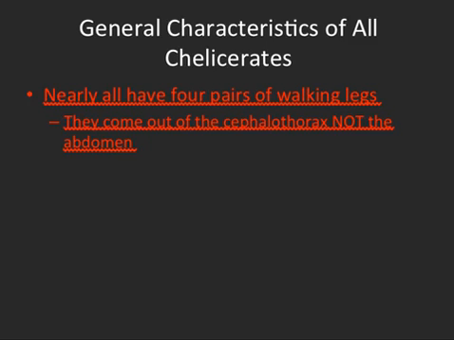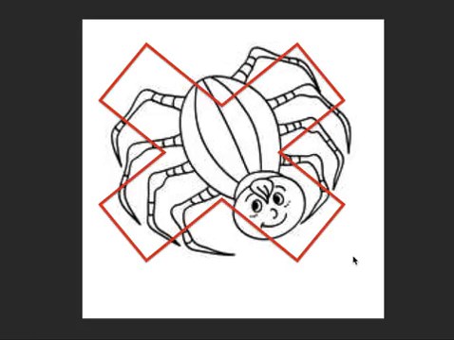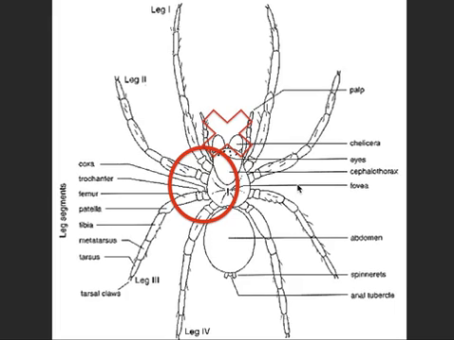Nearly all chelicerates have 4 pairs of walking legs, and they come out of the cephalothorax and not the abdomen. So that's why I included this picture. This is just a drawing of what's supposed to be a spider, but you'll notice that the walking legs are coming out of the abdomen and not the cephalothorax, and that's incorrect. The legs come out of the cephalothorax. So here's a correct drawing of a spider. Here's the cephalothorax, and here are the 4 pairs of walking legs.